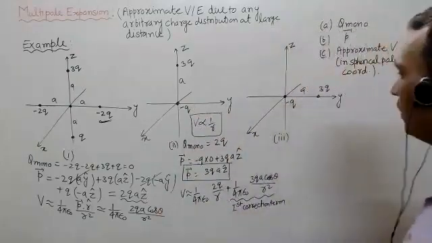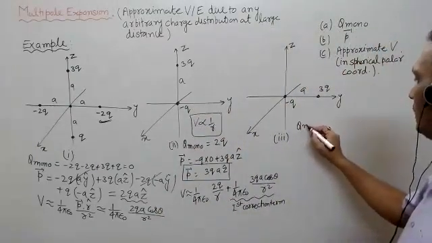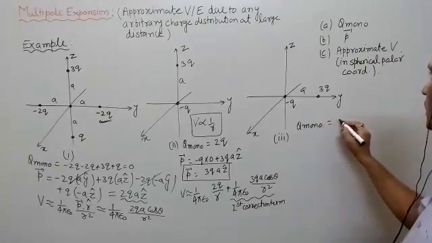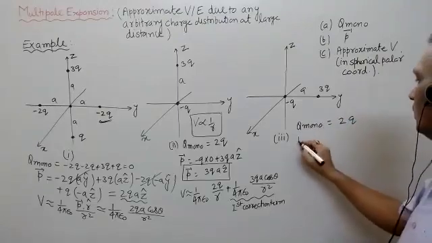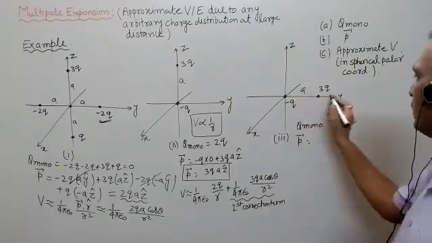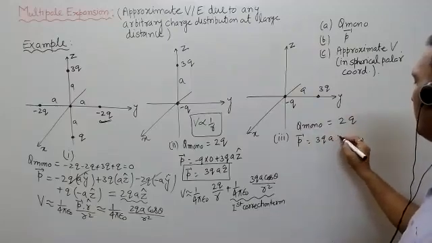Again, in this case, Q mono is 2Q. So what will be the dipole moment? This is 0. So you will get 3Qa y cap.